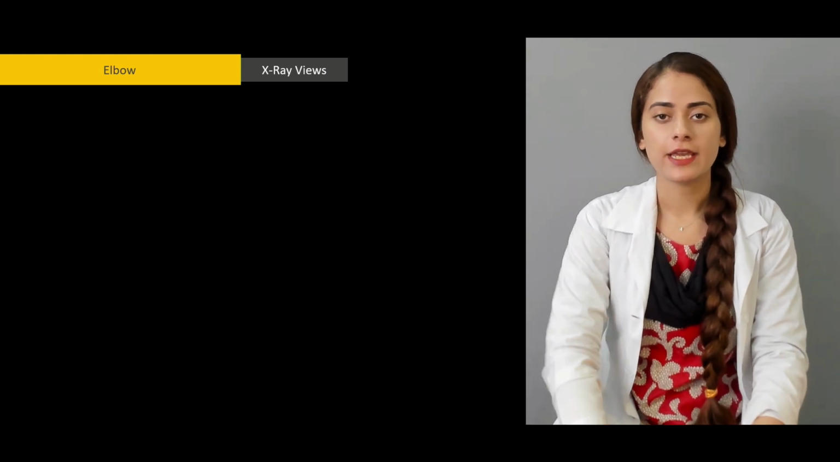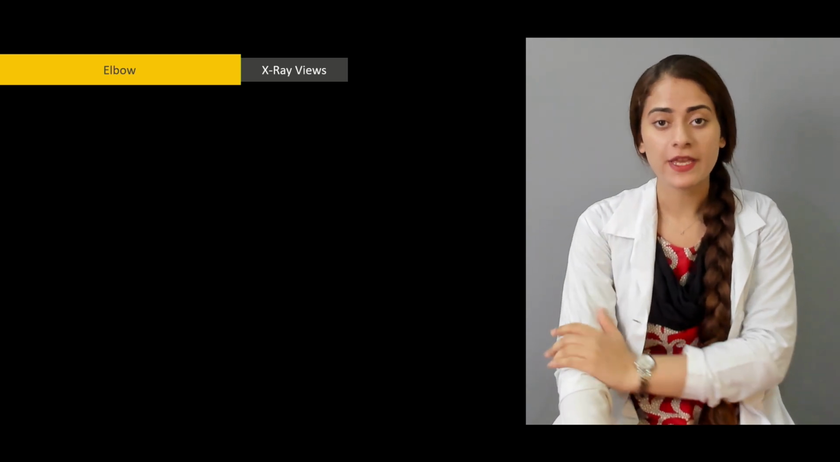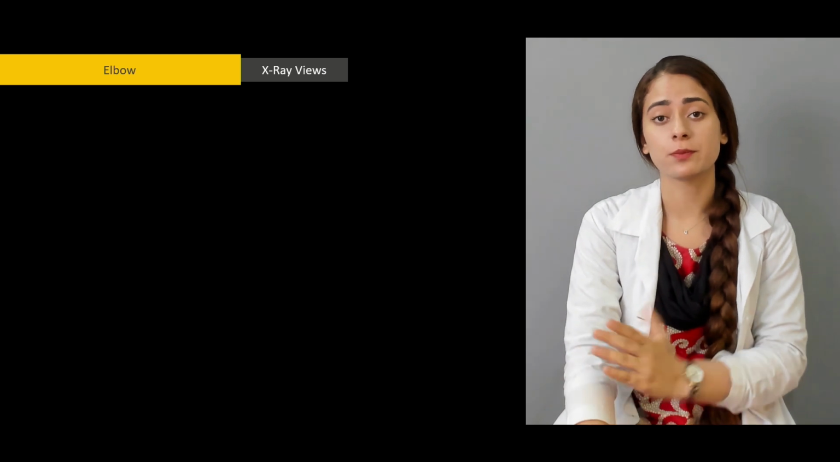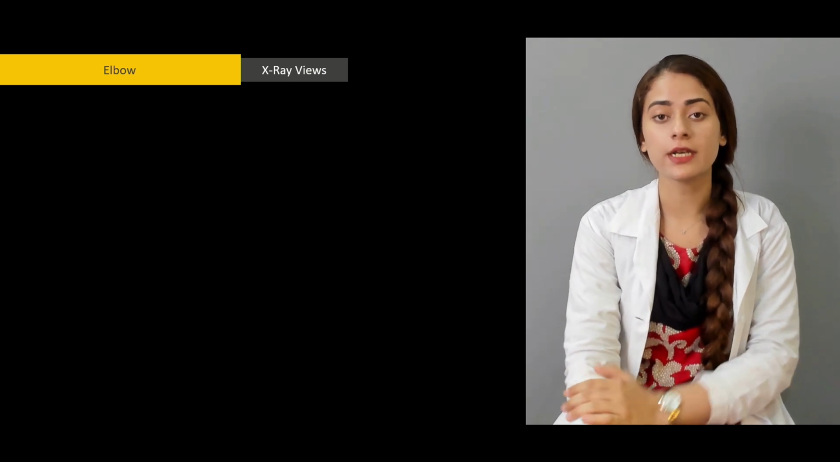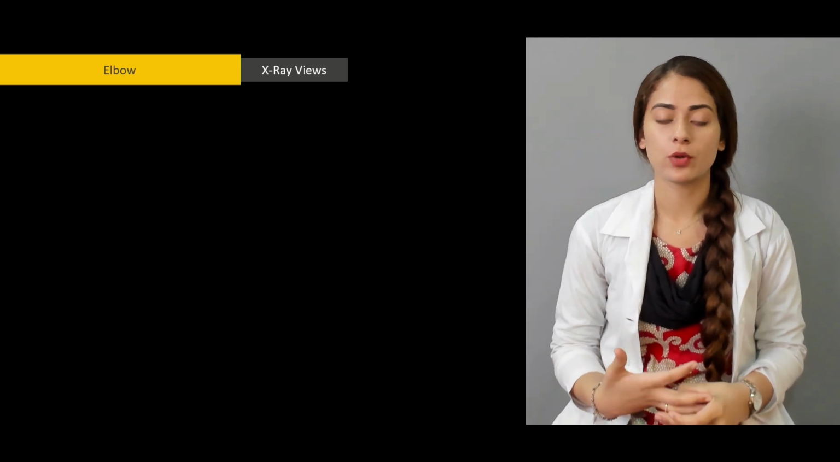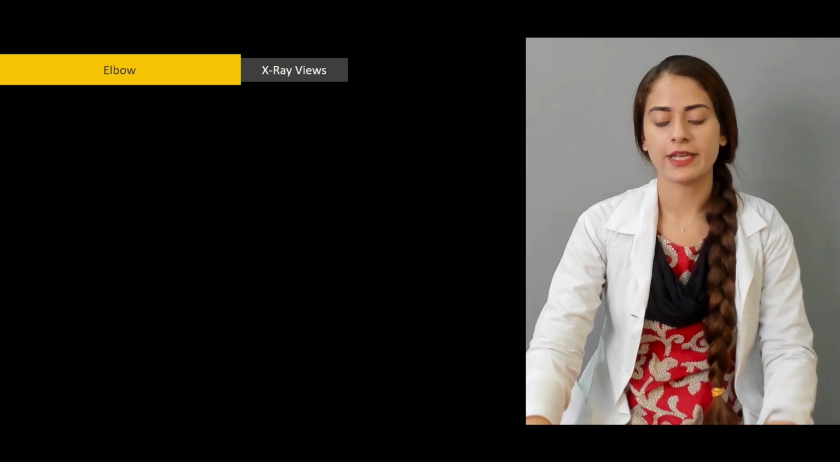So, elbow x-ray views. The elbow, like I said, is the distal portion of the humerus, the bone of the arm, and the two bones of the forearm, which are the radius and ulna. The proximal portions of the radius and ulna and the distal portion of the humerus are what we're going to be focusing on in the context of the elbow joint and the radiographs.